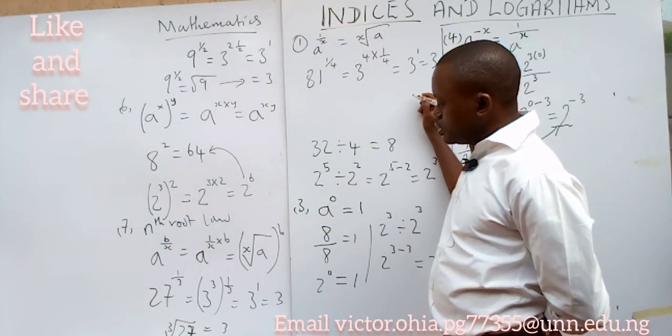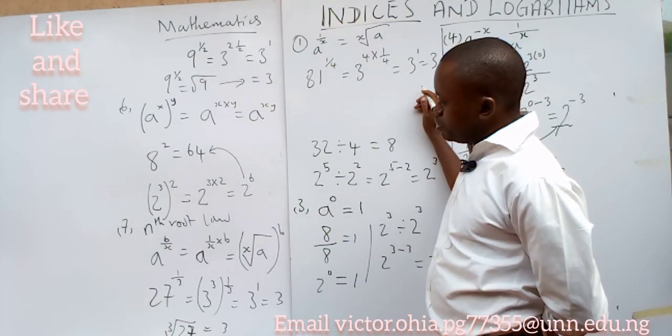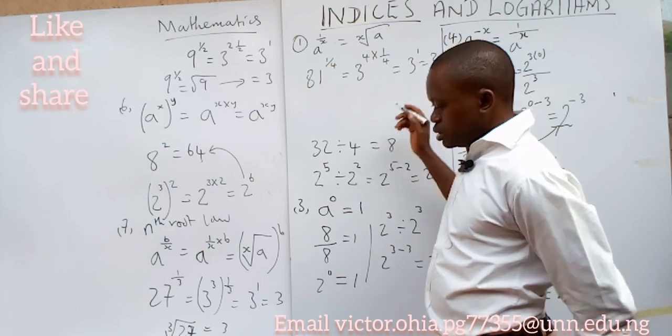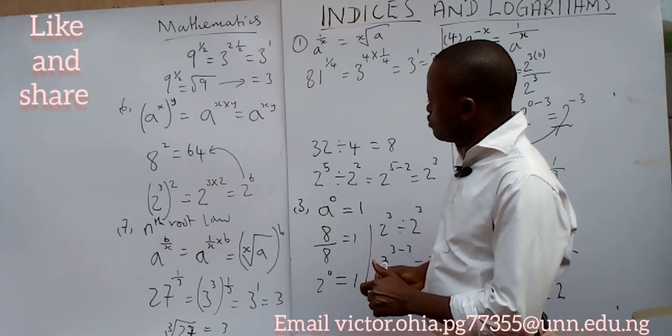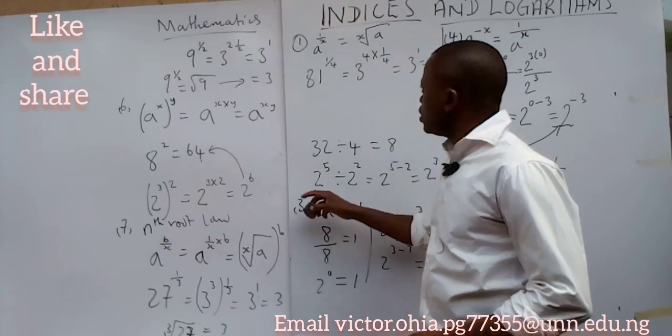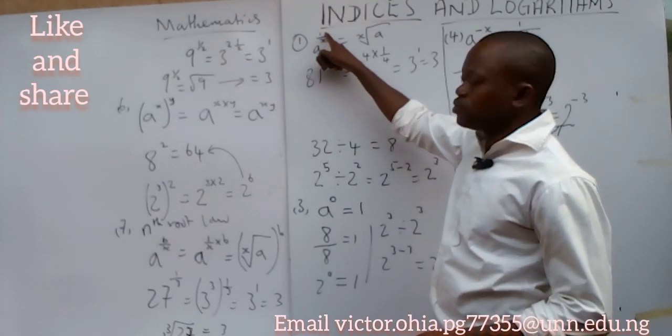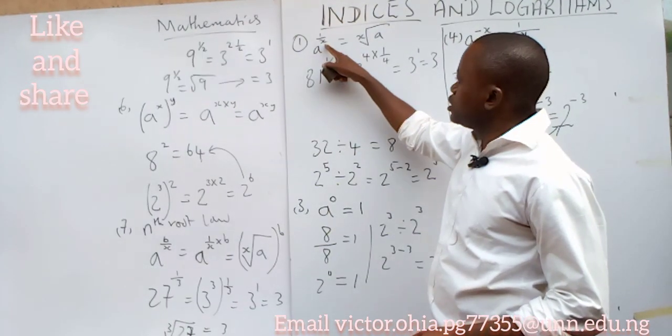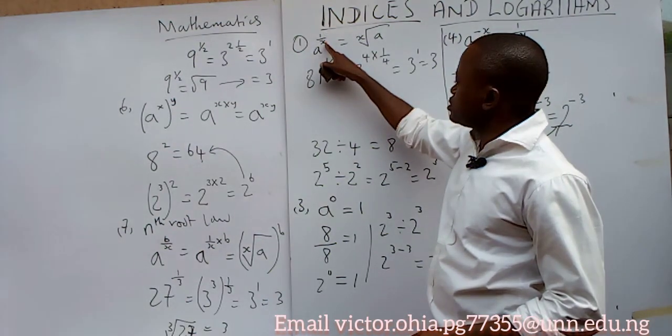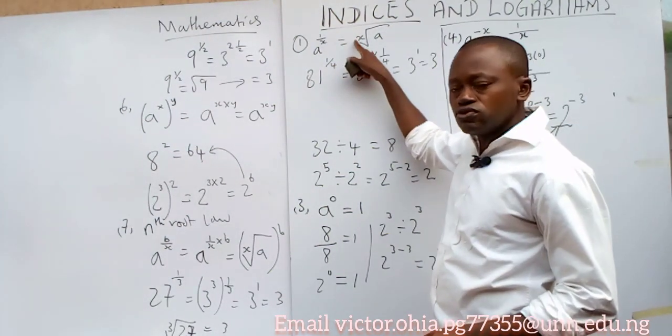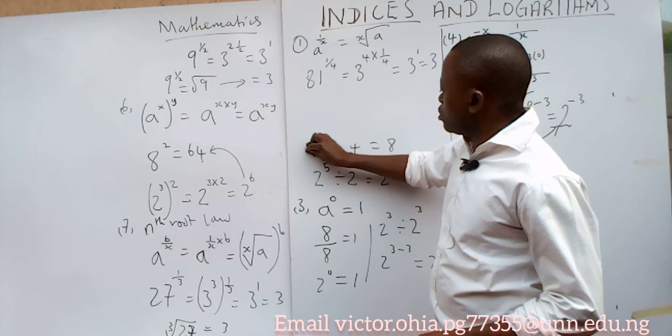So what am I trying to do? I'm trying to bring us to a conclusion that when you have a raised power, raised power 1 over x, that is the x root of a. Okay.